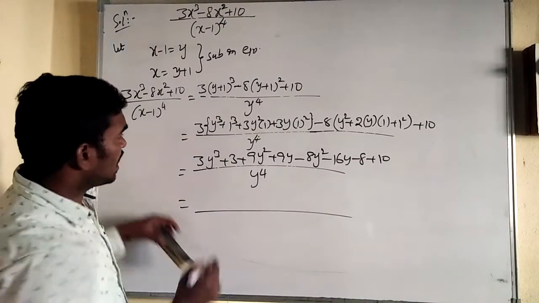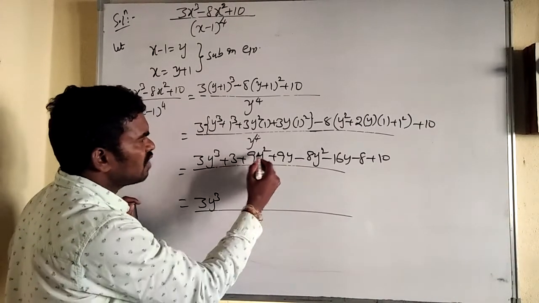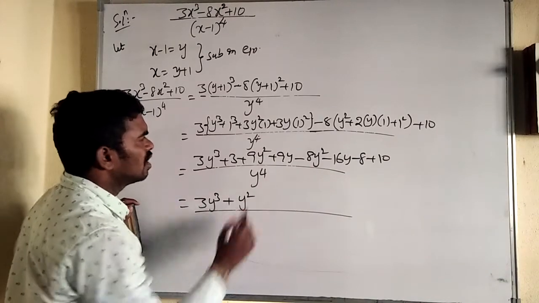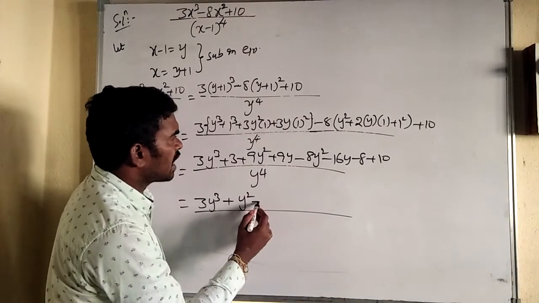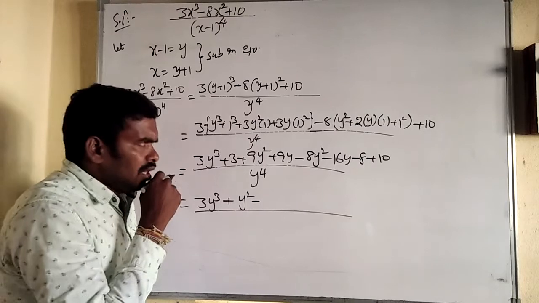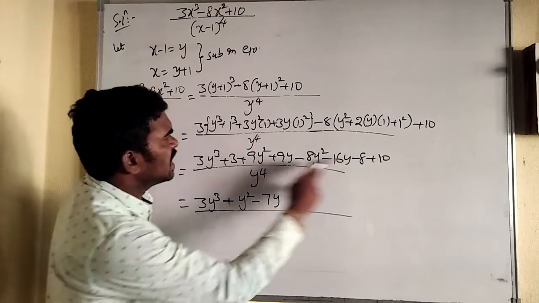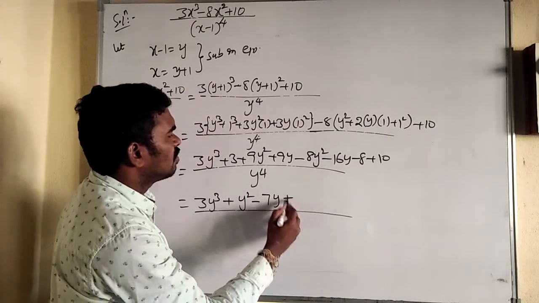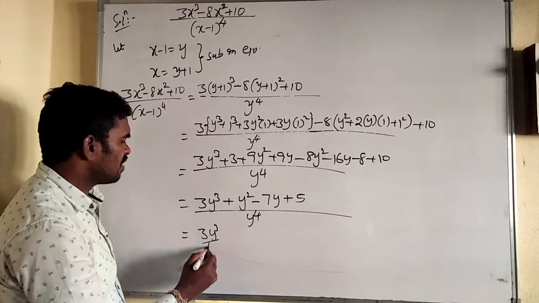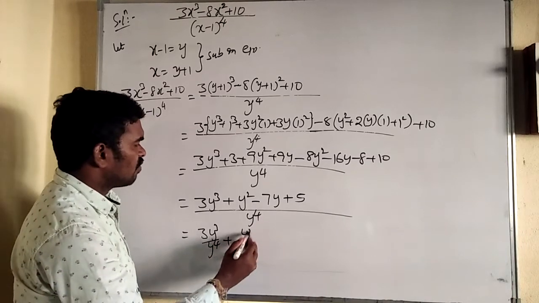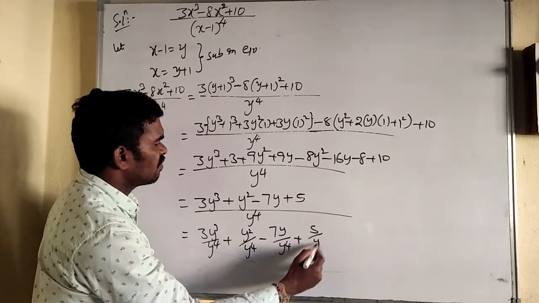Okay? Highest power y cube, so only one term is there, 3y cube. And y square terms, here 9y square, here minus 8, so completely 1y square. Next y terms, here 9y, here minus 16. So minus how much? Tell me. Yes, very good. Minus 7y. Next constant terms, here plus 3, here plus 10. 13 minus 8, 5. Yeah, very good. By y power 4. So which is equal to 3y cube by y power 4 plus y square by y power 4 minus 7y by y power 4 plus 5 by y power 4.